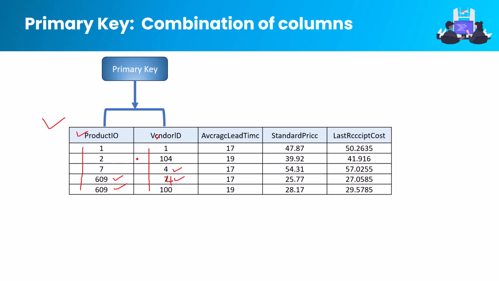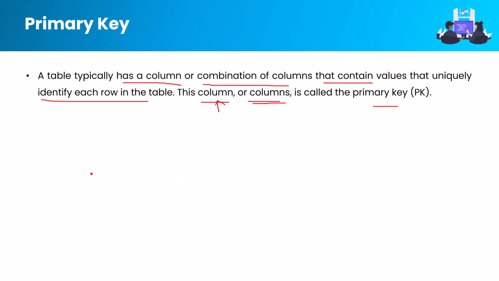But if you combine these two particular columns, product ID and vendor ID, you can create a composite key to identify the records. So we can say that with the combination of these two columns, we can create a primary key, and that primary key will be able to identify each and every record inside this particular table. Okay, now I think it's clear. Now we will move to the next point.